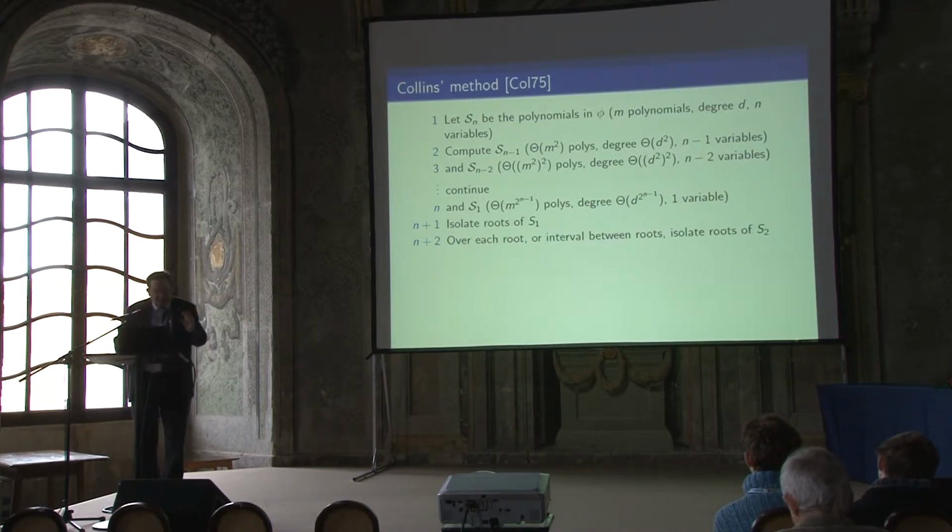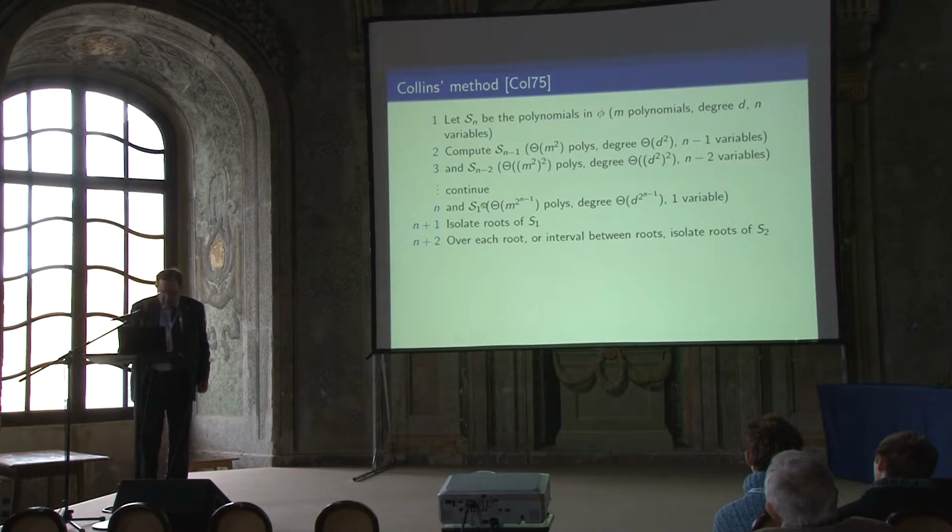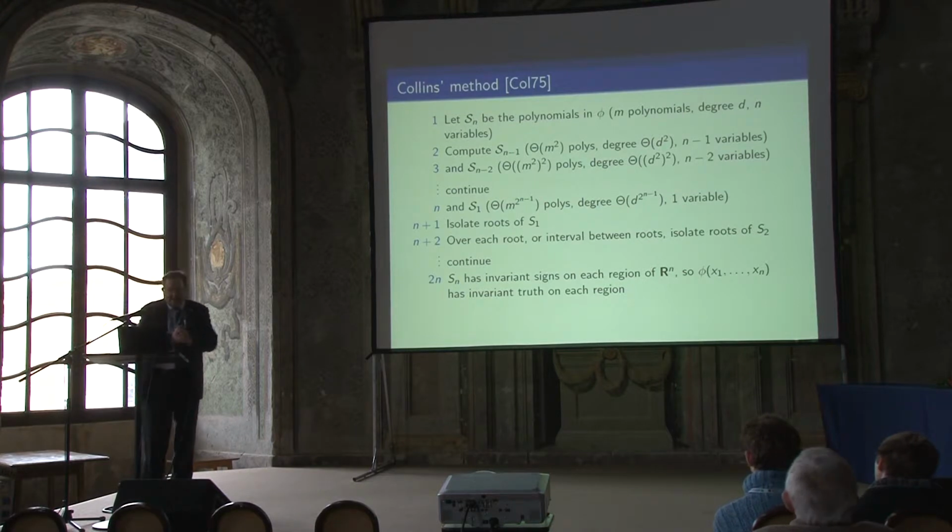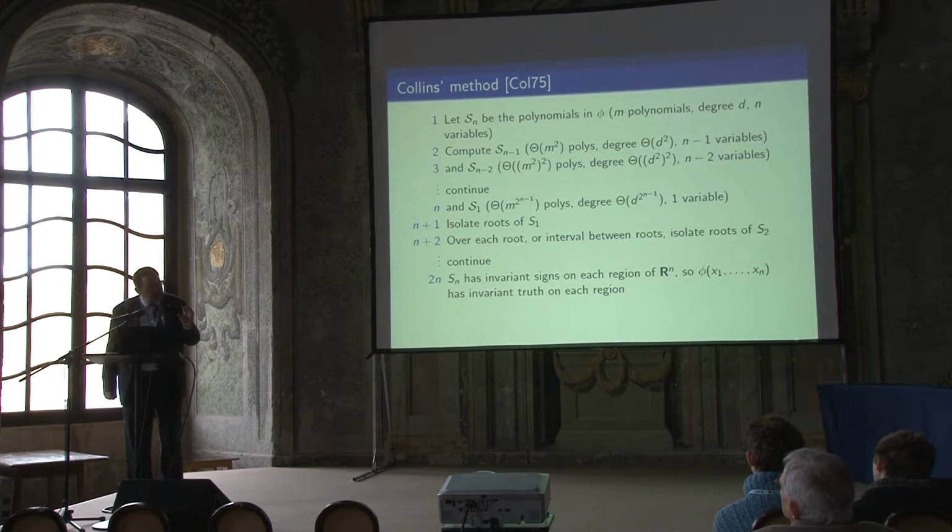And then for each root and for each gap between two adjacent roots, I isolate the roots of my set S2. And I continue until I end up isolating all the regions of Rn on which all the polynomials in Sn will have, and this is why we constructed the various intermediate sets the way Collins tells us to, a constant sign. It's either positive or negative or possibly zero on each region of Rn.